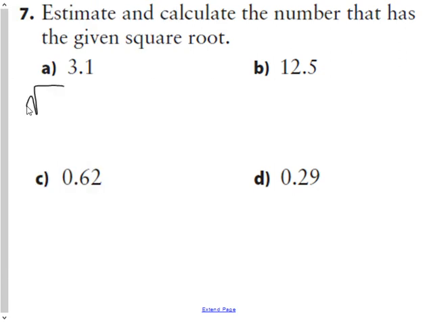So the actual answer is the square root of 9.61 is equal to 3.1. That's a true statement. But my estimation was the square root of 10 is approximately 3.1, which was pretty close.